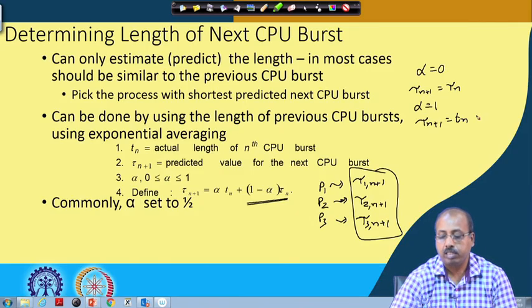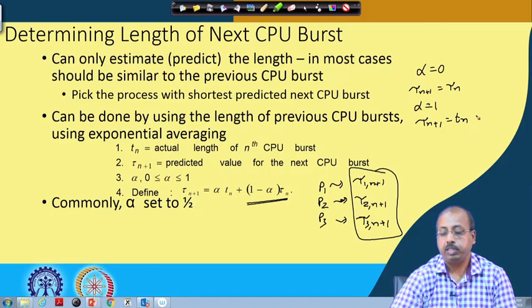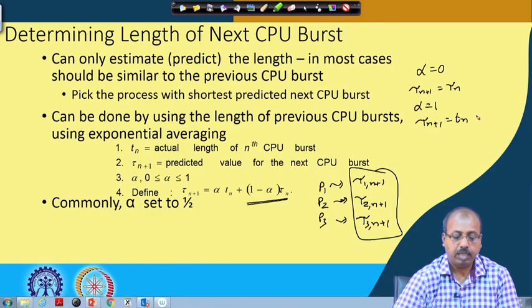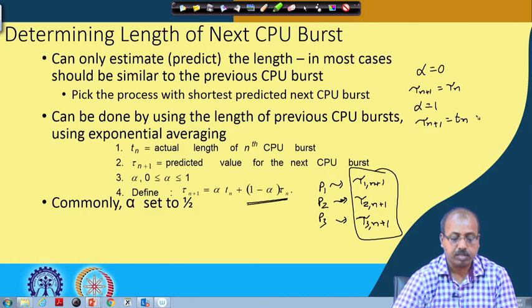So, the next prediction is made equal to the actual CPU burst time that we had in the previous burst. So, that is T n. It is just considering the history of one previous burst. It is not considering all of them, it is just taking one burst and taking it as the prediction. So, tau n plus 1 equal to T n. So, these are the two extremes. Ideally we should be somewhere in between.